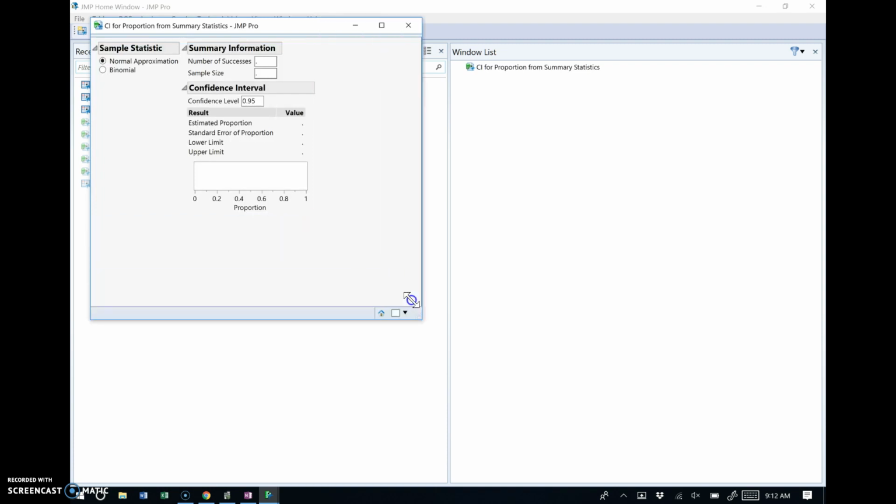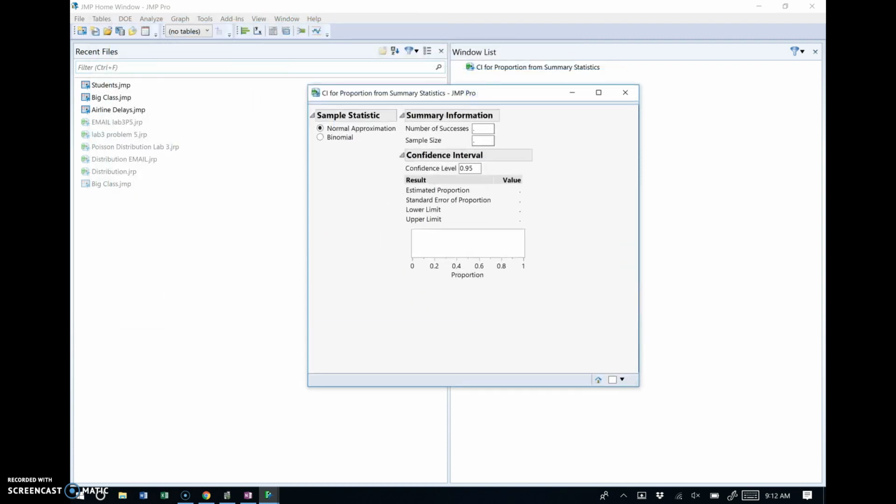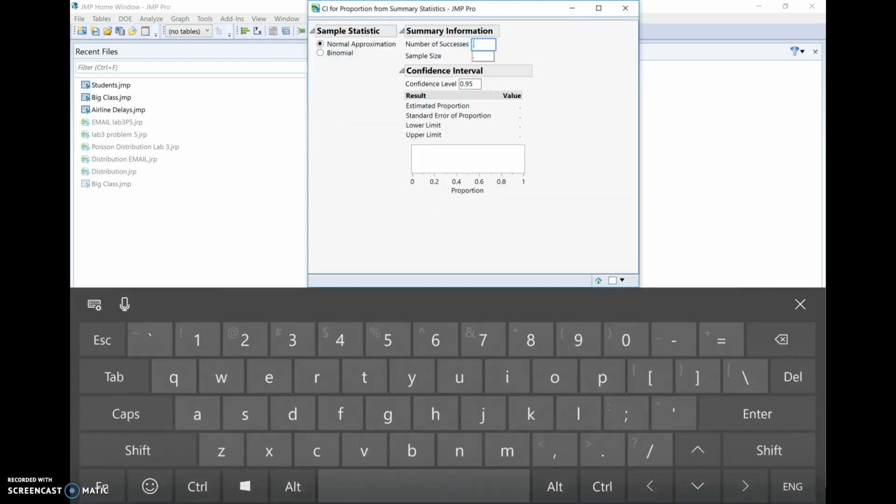Nice little window opens up. To be honest with you, the confidence interval calculator is short and sweet. The conditions for the normal approximation are met. The sample size is sufficiently large there. So the number of successes, that's the number of people that said, yeah, I'm going to vote for Biff, and that's 317. And then the sample size, remember, was 600.